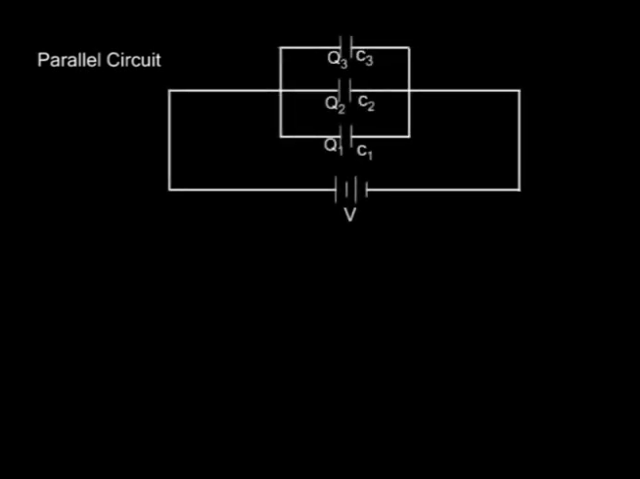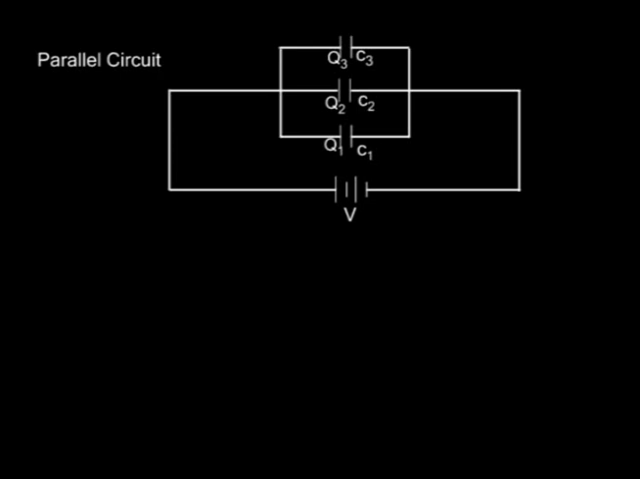Capacitors in parallel. Now in the parallel arrangement, all capacitors have the same potential difference across them. And this is clear as appears on your screen. Let the potential difference across them be equal to V, and Q1, Q2 and Q3 be the charge on each of the capacitors.